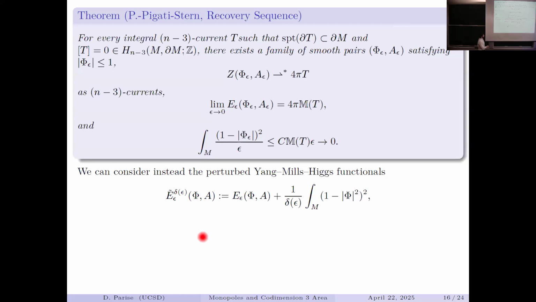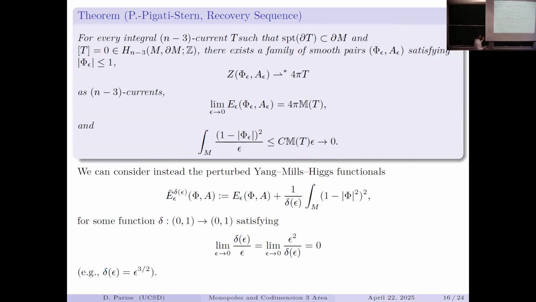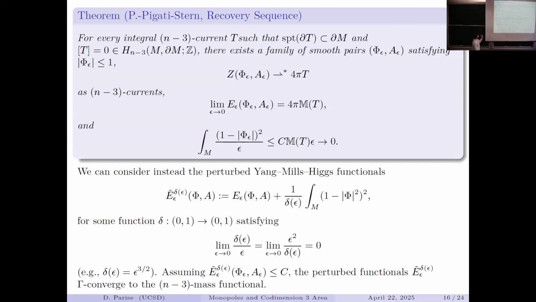So just to say that, this resembles more the actual functional that is usually considered in Allen-Cahn or in Ginzburg-Landau or Yang-Mills-Higgs. So a Dirichlet energy term, connection term, plus double well potential. Delta of epsilon is the following, you can take epsilon to be 3/2, but anything between 1 and 2 works. So in particular, this is telling you that the potential doesn't really contribute much to the analysis. So it's negligible.